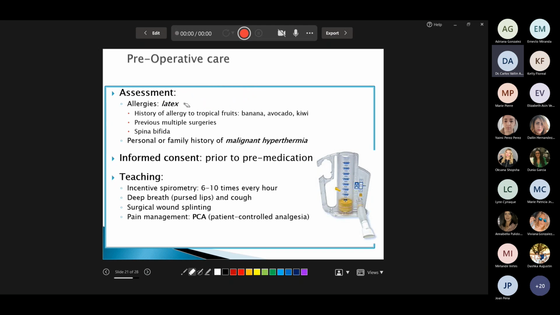Second, you might not know that you are allergic to latex, but you know that you are allergic to tropical fruits like bananas, avocados, kiwi, papaya, pineapples. Generally, they're tropical fruits. Those clients that are allergic to those fruits frequently are already allergic to latex and must be reported to the physician, to the surgical team.